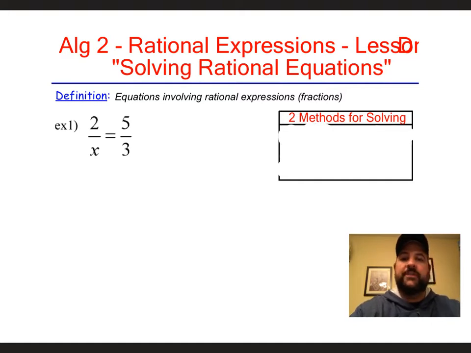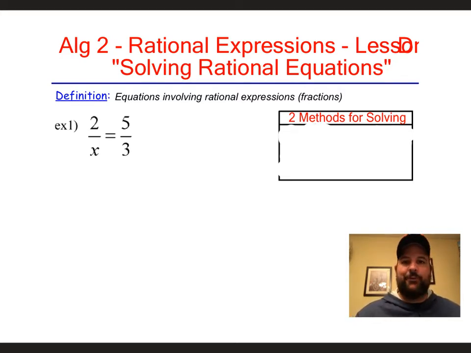So far in this unit, we've talked about simplifying, multiplying, dividing, and adding and subtracting rational expressions. And now what we're going to do is take all those skills and apply them to equations that involve rational expressions. Now you have already solved equations involving rational expressions before when you were in Algebra 1.